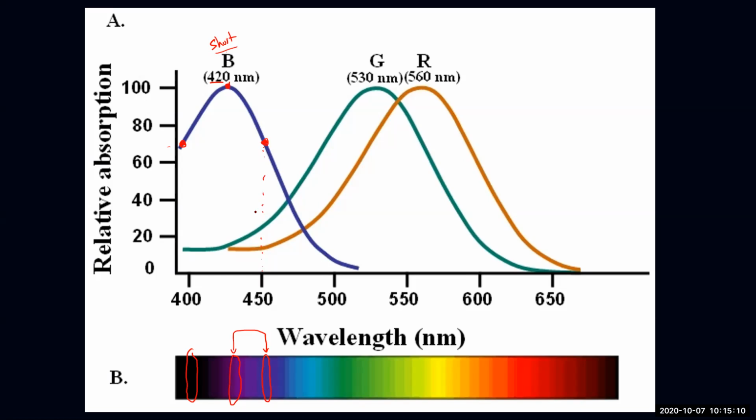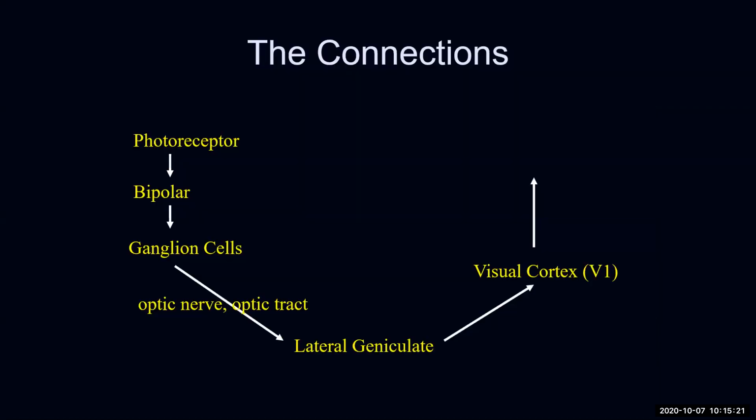All right, and when we talk about color vision, I'm going to come back to this diagram. We'll talk more about the trichromatic theory. One last thing before we go, and I'll schedule another session.